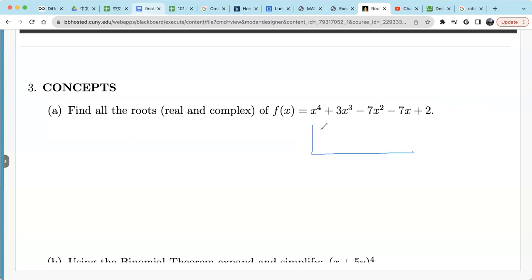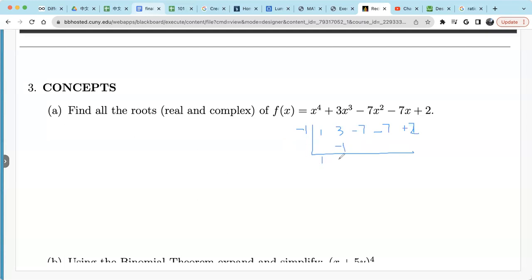Let's try -1. So I get 1, 3, -7, -7. Oh, this is a +2. Why did I write -1 here? This is +2. Now let's try -1. I still pull this 1 down. I multiply -1 with 1, I get -1.